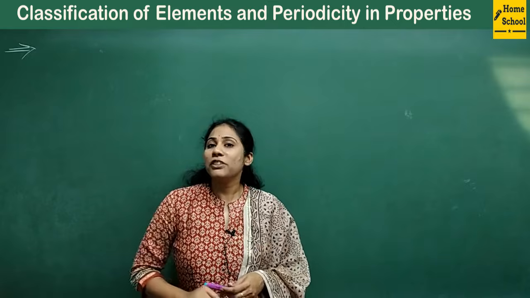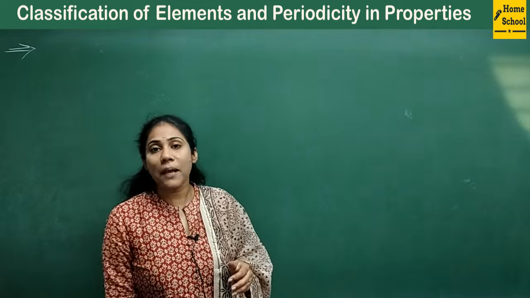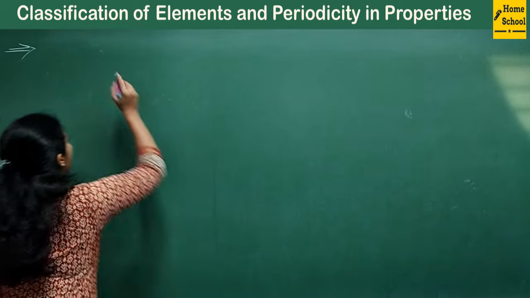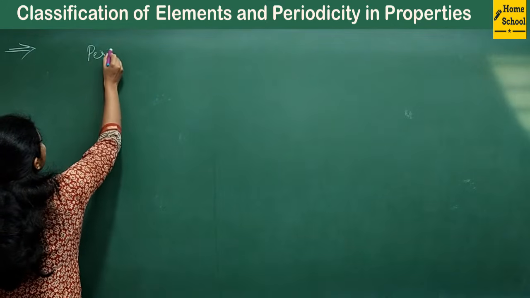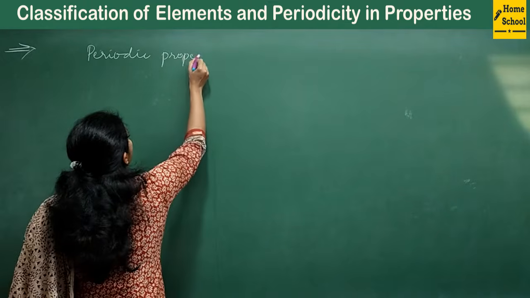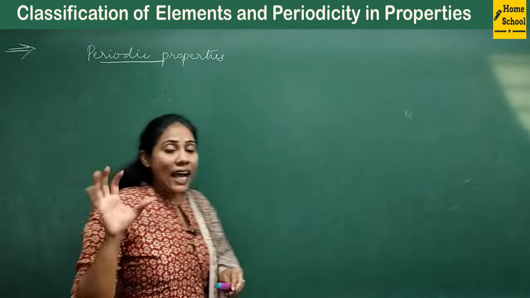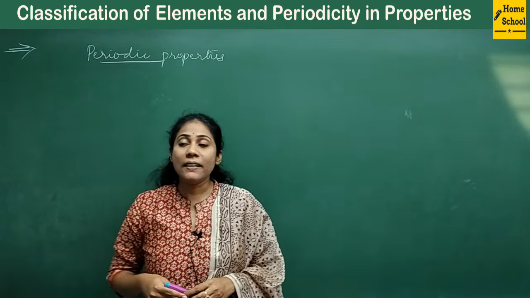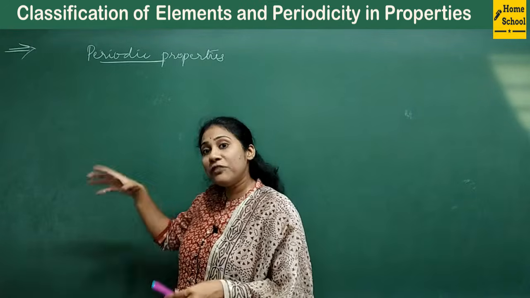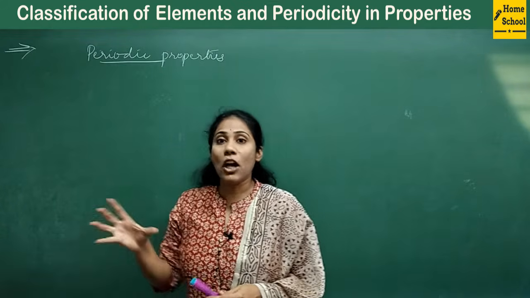And coming to today's topic, I am starting with the next aspect of the chapter. All about classification we have learned. Now we will study periodic properties. First, try to understand the meaning of the word periodic properties. See here, there are certain properties of an element that get repeated in a group after some atomic numbers. Such properties are called periodic properties.